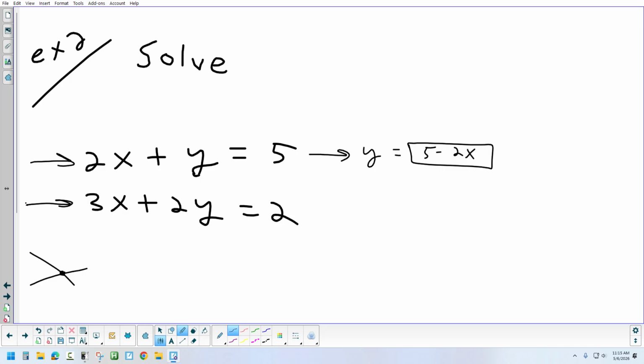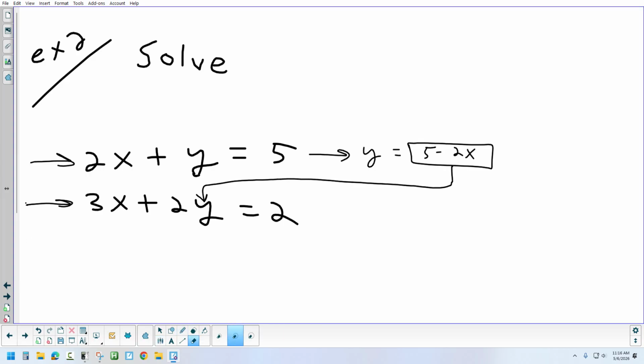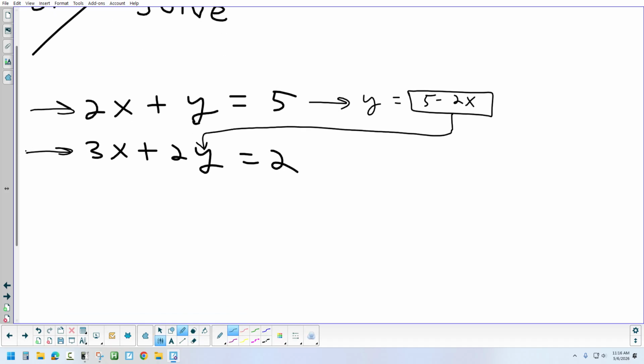And Alex, what am I going to do with the 5 minus 2x now? Plug it into the bottom equation. And where are you going to plug it in? To y. Remember, when you fill that in, you could have distributive properties, so make sure you use parentheses. So now you've got 3x plus 2, and then we fill in what we got for y, 5 minus 2x, equals 2.